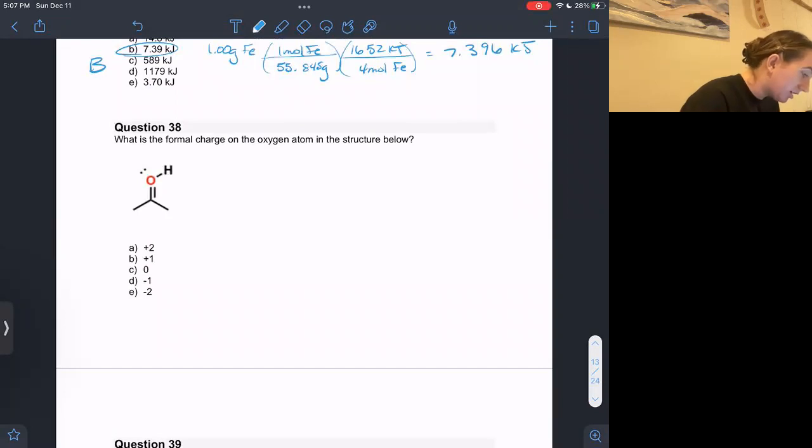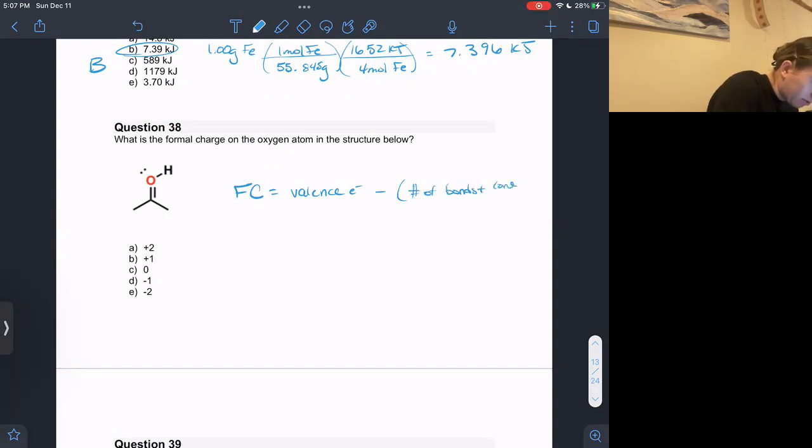What is the formal charge of the oxygen atom in the structure below? Okay, cool. So formal charge, I know my equation is going to be the valence electrons minus the number of bonds plus the lone pair electrons. I also think of this as the valence electrons minus the lines plus dots.